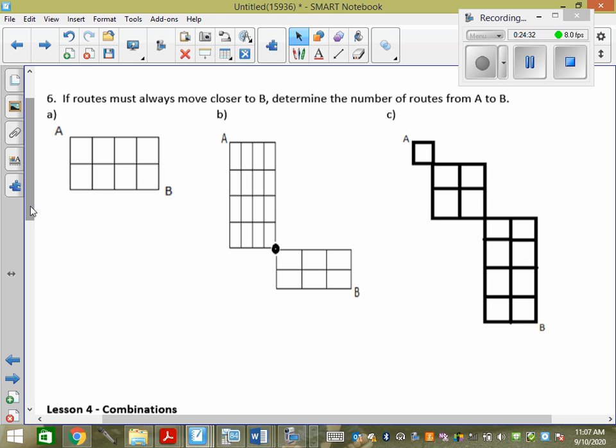It says, if routes must always move closer to B, determine the routes from A to B. If I went from A to B, I can't go backwards, or else that would be an infinite amount of routes, right? I could just keep circling. So that's not going to happen. All I can do is move closer to B. So I can either move down or right. Those are the only options I have, or else I'm backtracking and making a circle again.